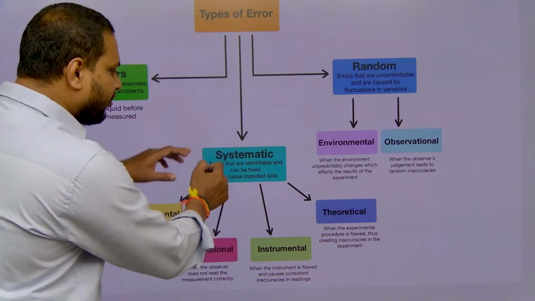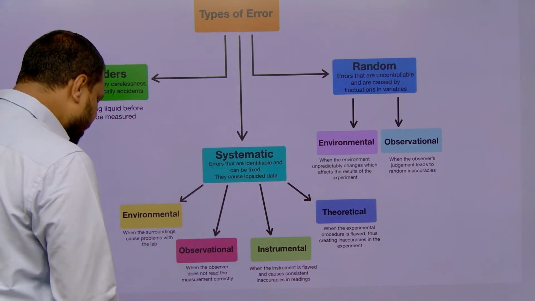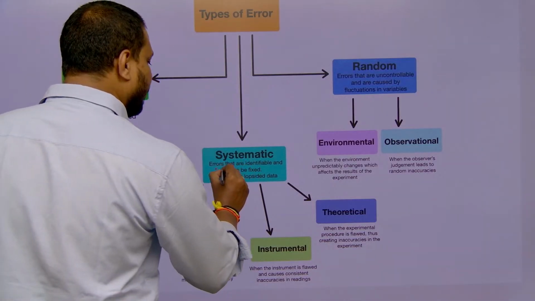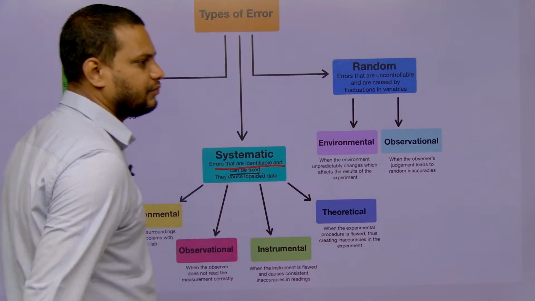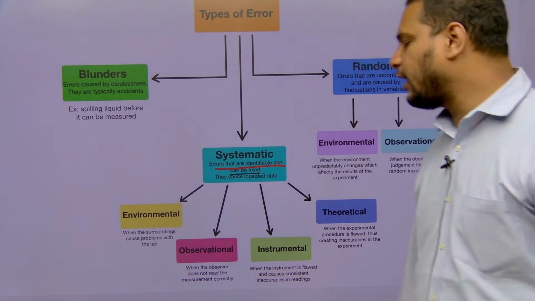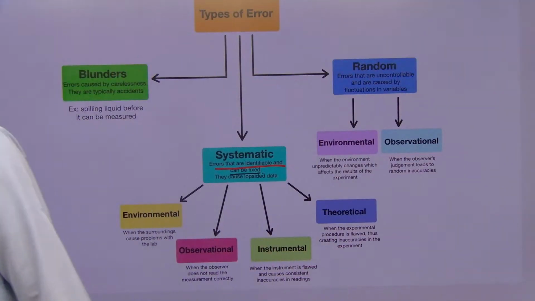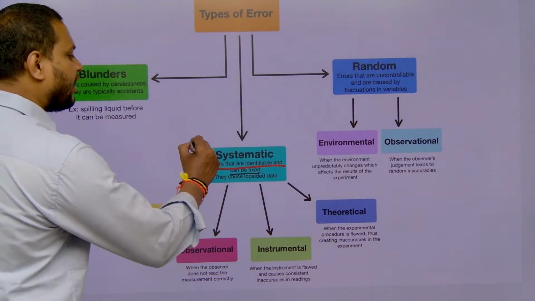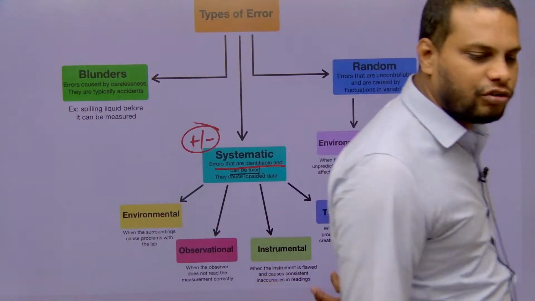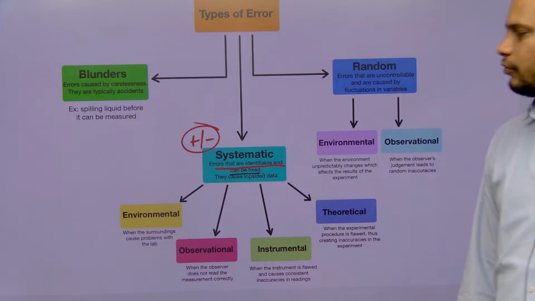Okay, so on the systematic error side you write down: these errors are identifiable and can be fixed, that is, we can modify them. Are you clear? These errors are identifiable as well as can be fixed. Are you clear? These systematic errors can be positive or negative also. Either it can be positive or it can be negative also.